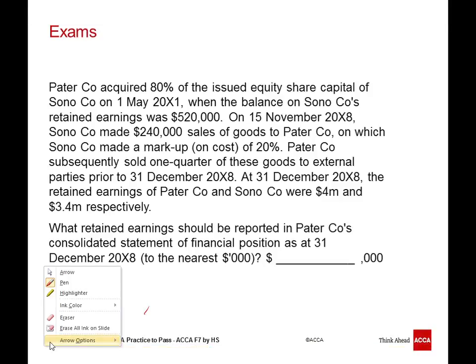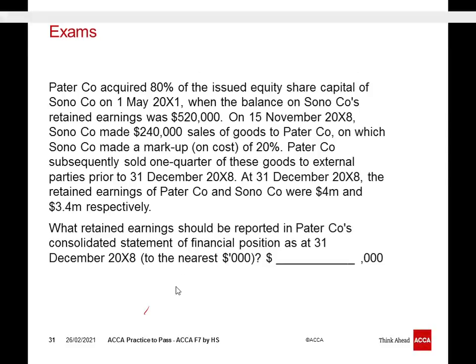Now let's start the question. Tata Company acquired 80% of the issued share capital of Sono Company on 1st May 2001, when the balance sheet of the Sono Company's retained earnings were 5,20,000. On 15 November 2008, Sono made a 2,40,000 sale of goods to Tata, on which Sono has made a markup of 20%. Tata subsequently sold one quarter of these goods to external parties prior to 31st December. The retained earnings of Tata company was 4 million.